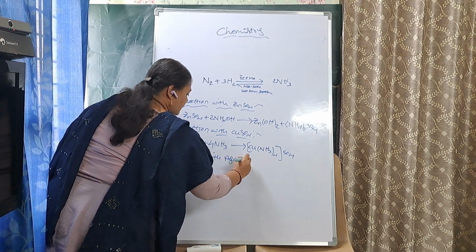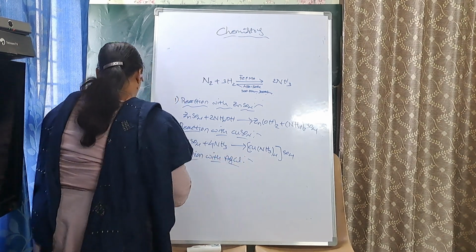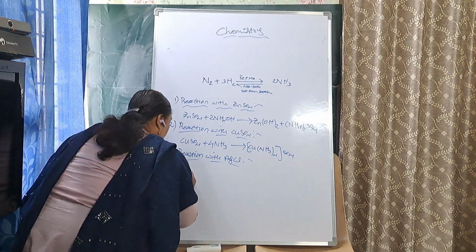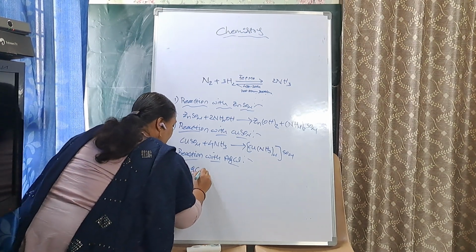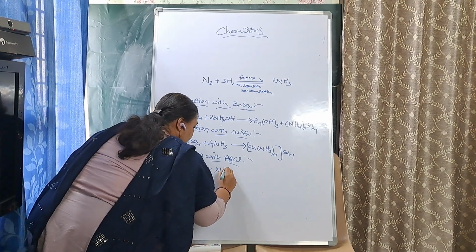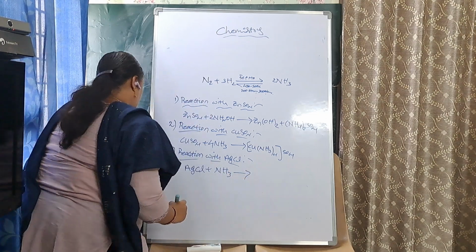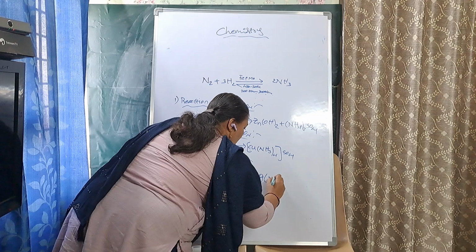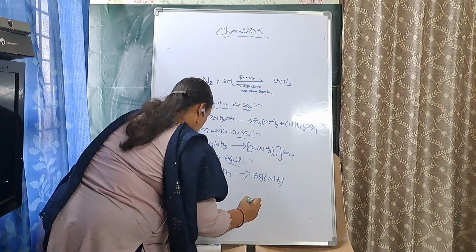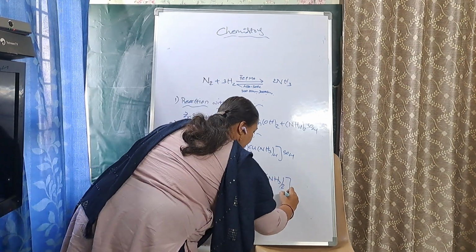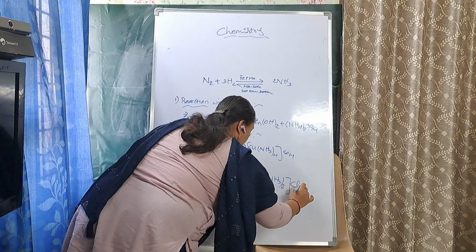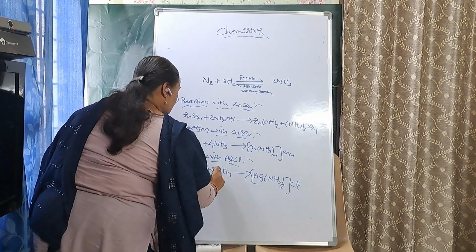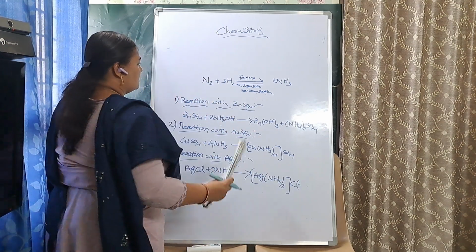Next reaction with silver chloride. AgCl, silver chloride. When ammonia reacts with silver chloride, we get silver ammonium chloride. Okay, so these are the ammonia reactions.